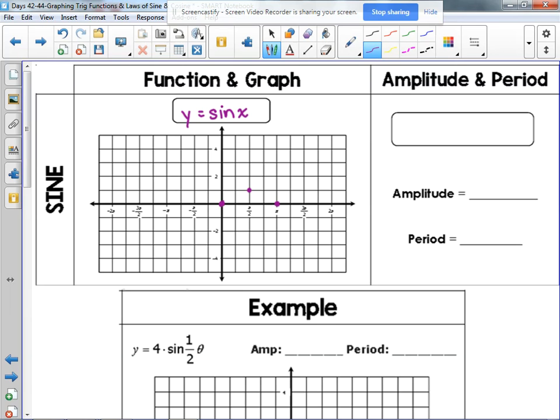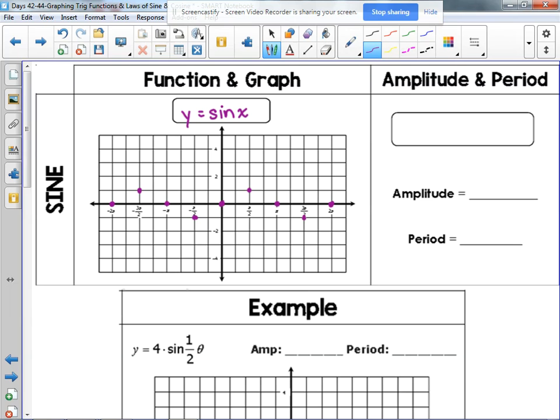Sine of 3 pi over 2, we're at -1. Sine of 2 pi, we're back at 0. If we talk about negative angles, sine of negative pi over 2, negative pi over 2 is the same as 3 pi over 2. So its value is -1. Negative pi is the same as positive pi, so it's at 0. Negative 3 pi over 2 is the same as positive pi over 2, so it's at 1. And negative 2 pi is, of course, the same as positive 2 pi, so it's back at 0.